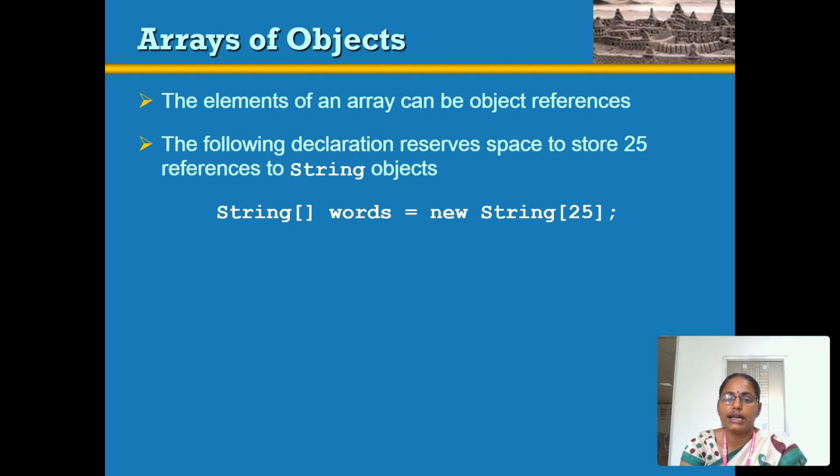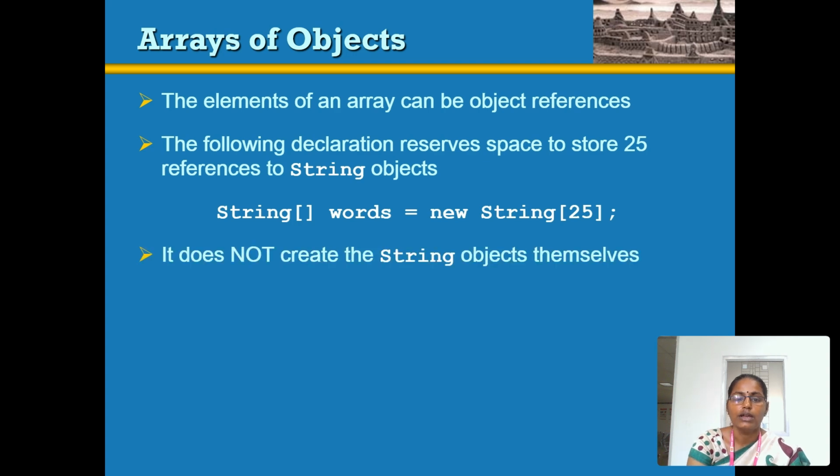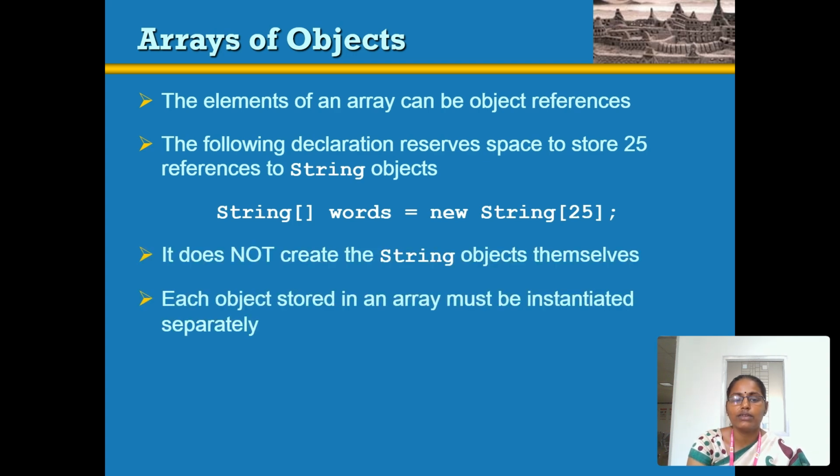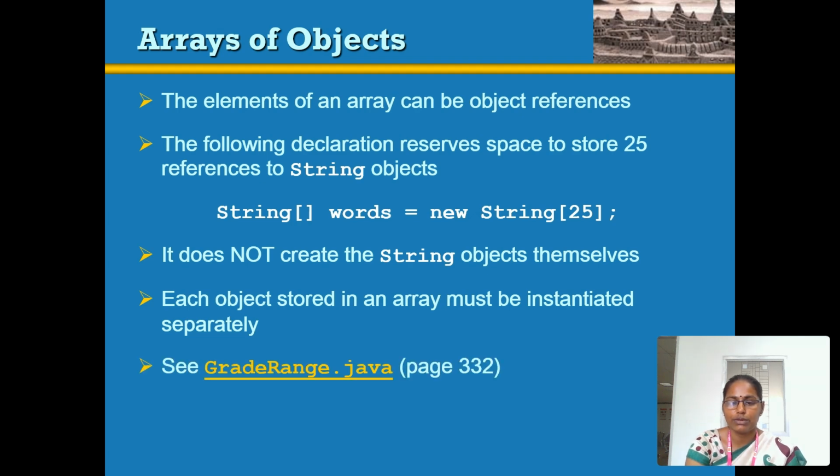Then words is the array name, equal to new, which is the keyword for creating an array. new is a kind of constructor that automatically initializes an object. String is the data type, and the array holds 25 values. It does not create the string objects. Then we have to create each object, and each object stored in an array can be initialized separately.